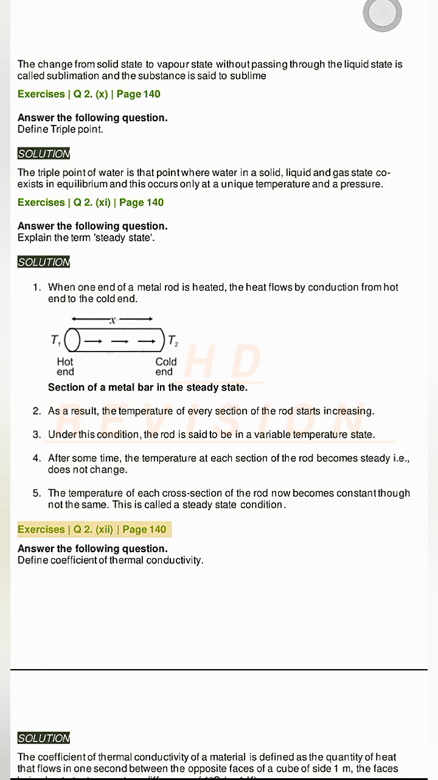Exercises Q2. Sheet page 140. Answer the following question. Define coefficient of thermal conductivity. Solution. The coefficient of thermal conductivity of a material is defined as the quantity of heat that flows in 1 second between the opposite faces of a cube of side 1 meter, the faces being kept at a temperature difference of 1 degree Celsius or 1 K.